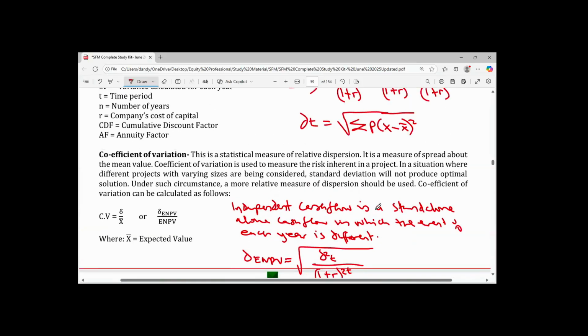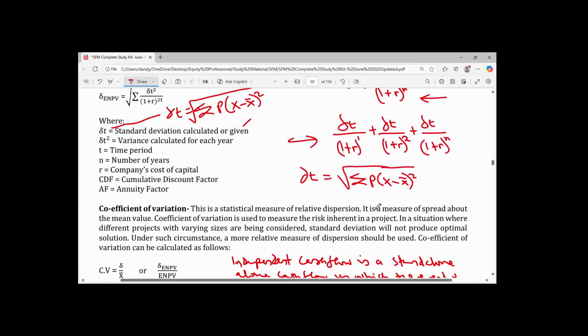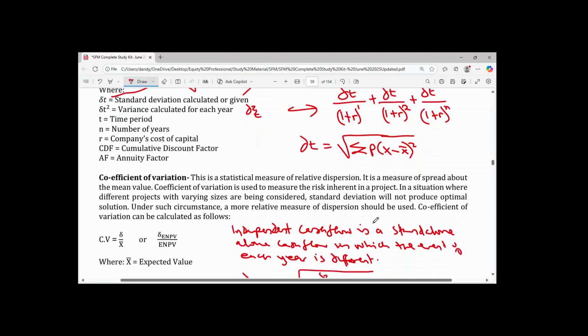Okay, so I was trying to explain the variables the other time. dt is the standard deviation computed. dt squared, or d squared t, is the variance of each year. Then t is the time period, n is the number of years, r is the company's cost of capital, and then the annuity factor. Okay, so that's as per that.